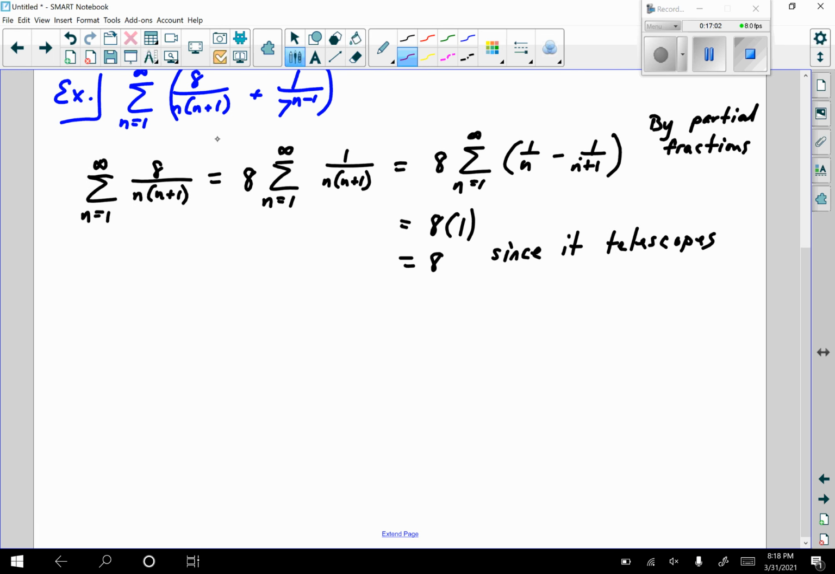All right, then we'll take a look at the second one. We would have 1 over 7 to the n minus 1. This is a geometric series because we could write this as the summation. We could say a is going to be 1 because if n is 1, we're going to get 1 over 7 to the 0 power, which is 1. So in this case, a is 1. And then we could say it's just 1/7 to the n minus 1. So r is 1/7. So this is geometric.